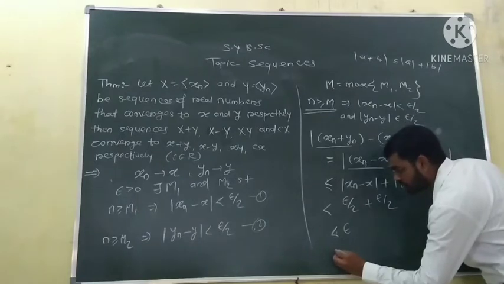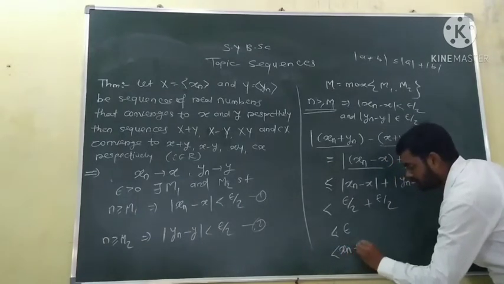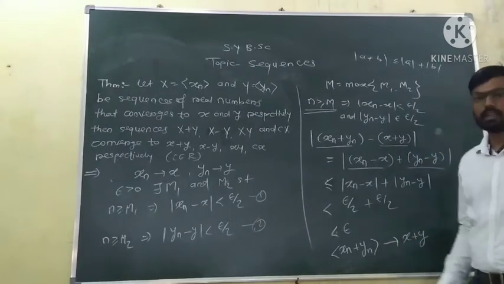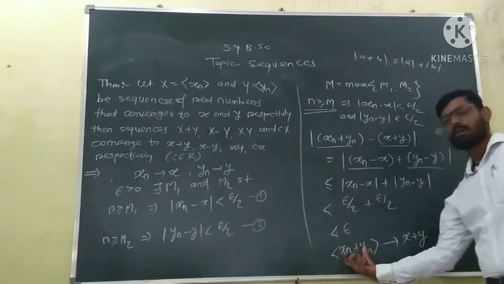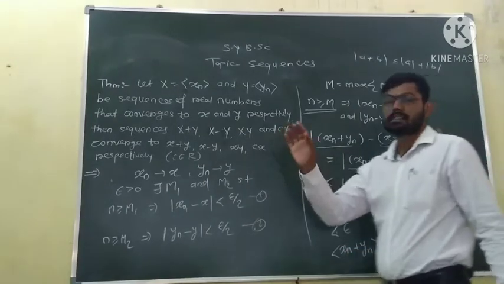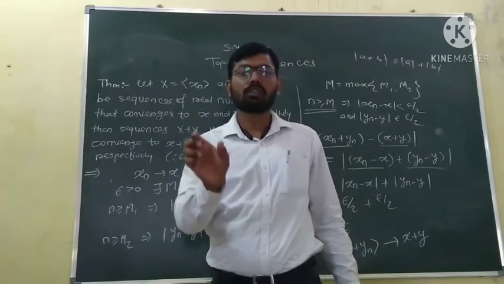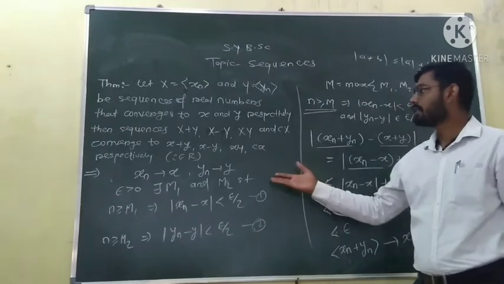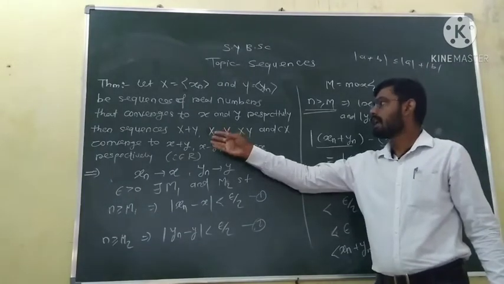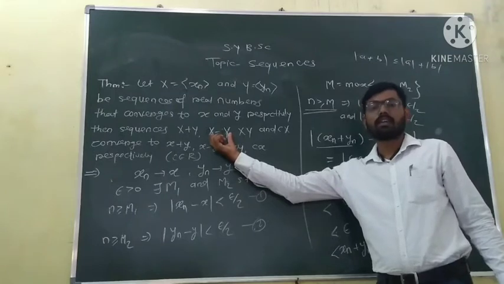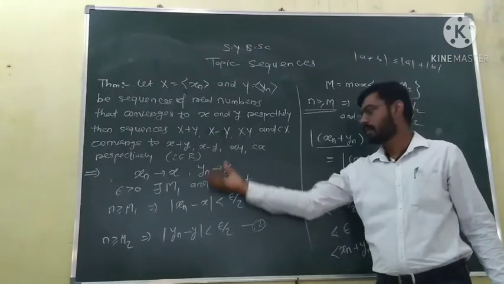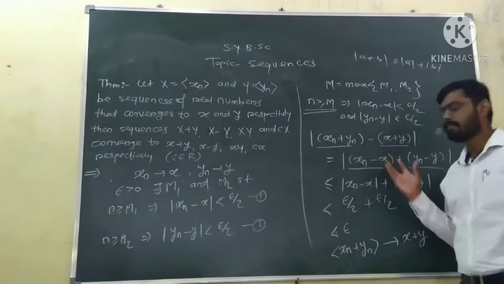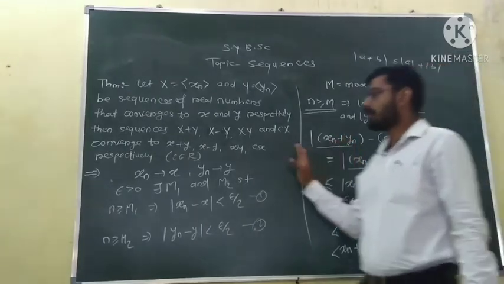So we can write the sequence xn plus yn converges to x plus y. That is, we can write this as capital X plus capital Y. So we have proved that the sum of two sequences converges to the sum of their limits. Similarly, it will be very easy to prove that the difference between two sequences converges to the difference between their limits. Just use minus instead of plus and make some arrangement. So I leave this part to you.